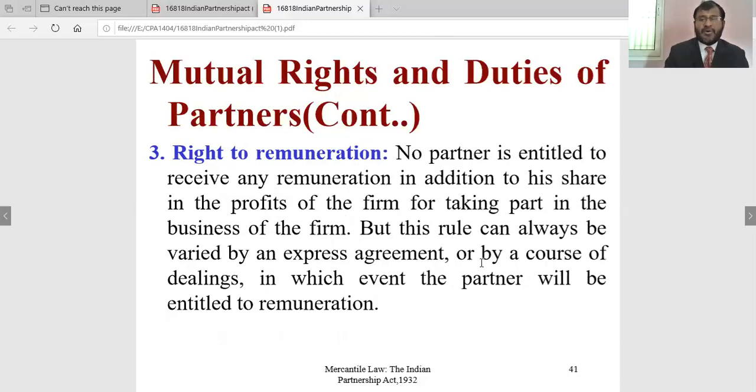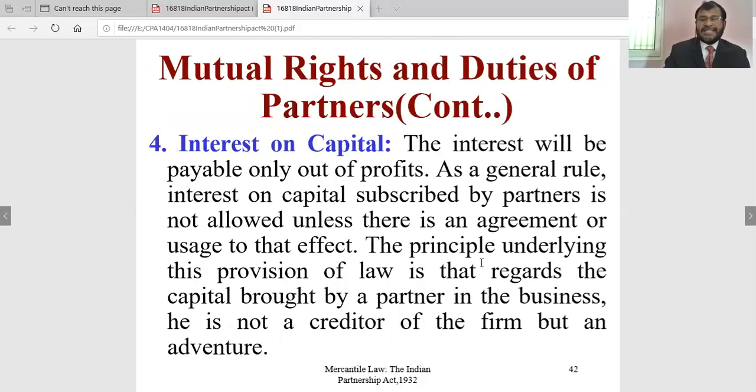Right to remuneration. No partner is entitled to receive any remuneration, no salary, nothing, in addition to his share in the profits, because partnership is basically to share the profits, not to earn salary. Interest on the capital: the interest will be payable only out of profits. As a general rule, interest on the capital subscribed by the partner is not allowed unless there is an agreement or usage to that effect.